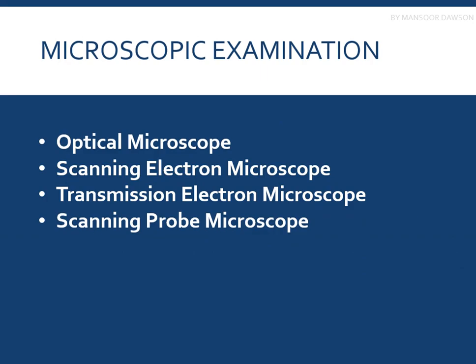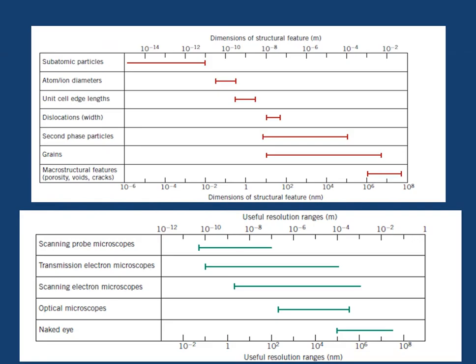So in order to observe these defects, these line defects, point defects, area defects, and volumetric defects, we use certain microscopic examinations, in which we have the optical microscope, which we also have in our lab. Then we have SEM, scanning electron microscopy. Then we have TEM, transmission electron microscope, and SPM, scanning probe microscope. We will not be going into the detail.